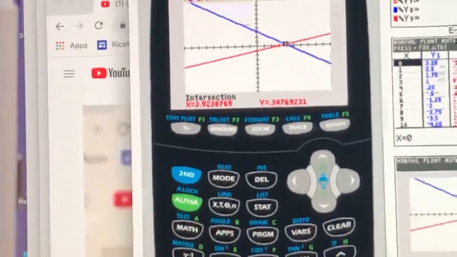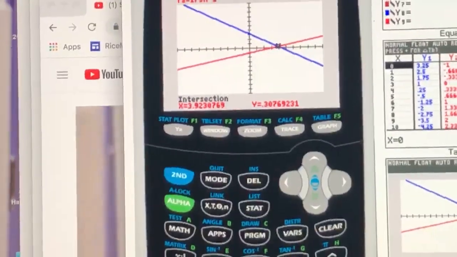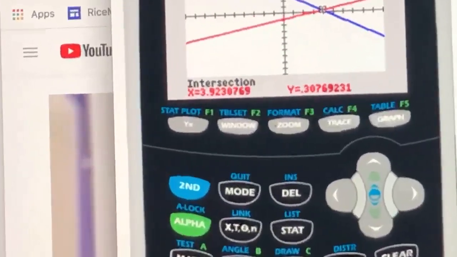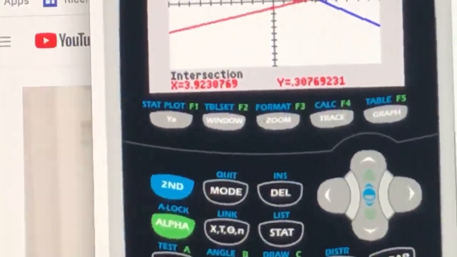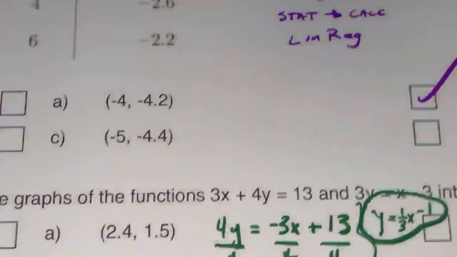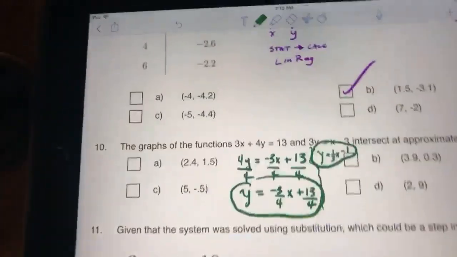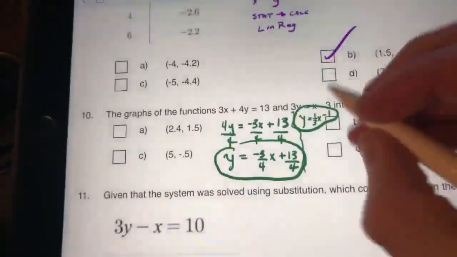And you can see we get a decimal there. It says approximately, so we could assume that we round. I don't know if you could see that. So 3.9 and around 0.3. Let's go back to the original question. We see that in choice B.